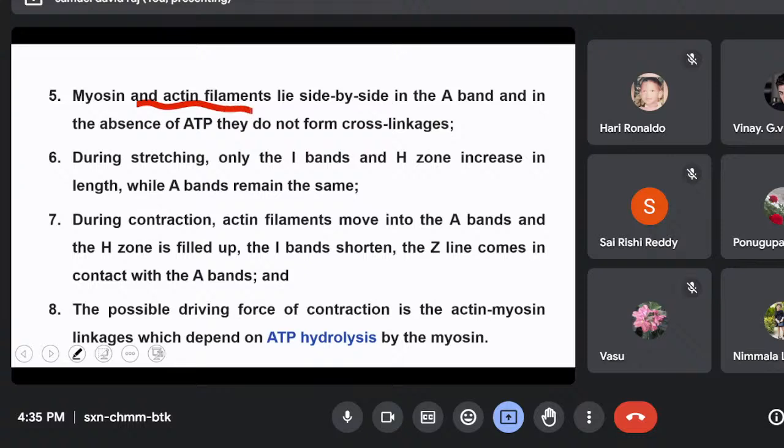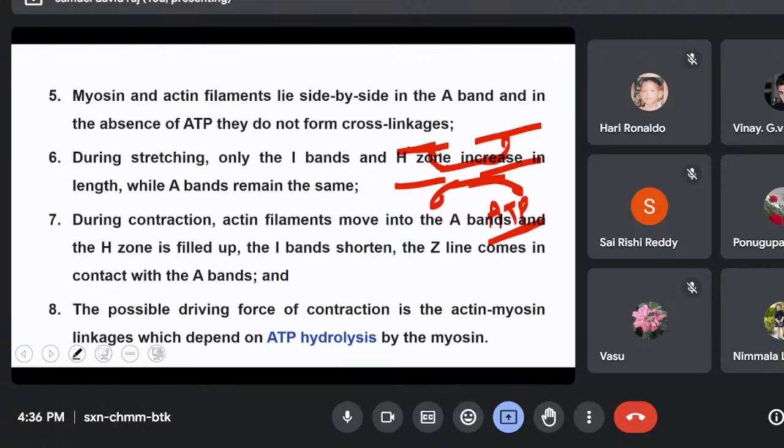Myosin and actin filaments lie side by side in the A band, and in the absence of ATP, they do not form cross linkages. So one more discovery is that there is a myosin filament and there is an actin filament, and between these two, a cross bridge has to be formed by the head of the myosin. These cross bridges will be formed only by the breakdown of ATP, without which the cross linkages cannot be formed. That is another discovery made by them.